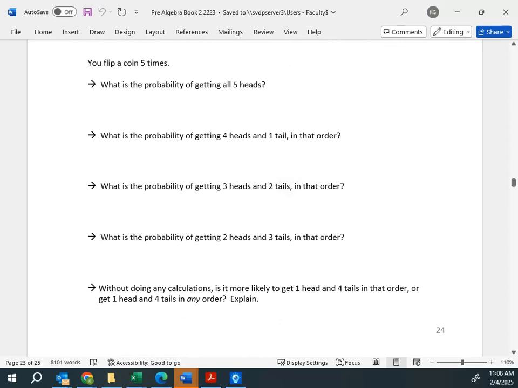Flipping our coin. You flip a coin 5 times. What is the probability of getting all 5 heads? So you need to think to yourself, how many chances would that be? What do you think our numerator number would be? What is our desired outcome to get all 5 heads? How many chances? If I flip 5 times and they all land on heads, what would that number be?